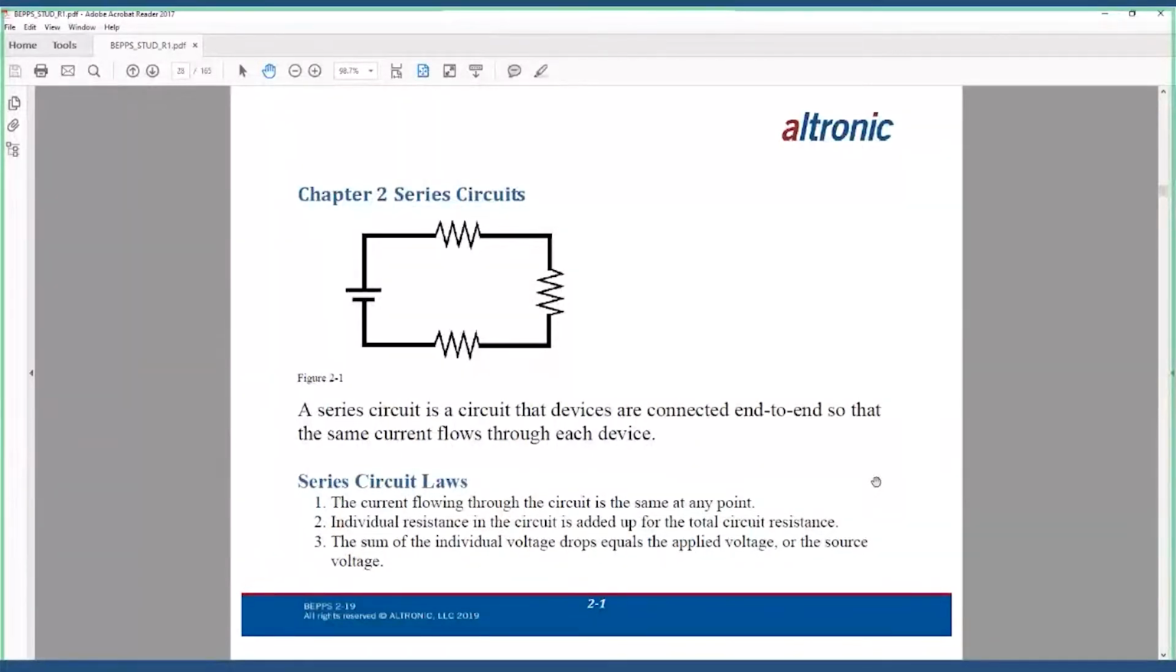So, laws of a series circuit. The current flowing through the circuit is the same at any point. That is true. Individual resistance in the circuit is added up for the total resistance. That is also true. So if this is a 1,000 ohm resistor and a 1,000 ohm resistor and another 1,000 ohm resistor, we have 3,000 ohm resistance, or we could also say 3K. K stands for 1,000. The sum of the individual voltage drops equals the applied voltage or source voltage. That is also true. We'll key in more to that as we go through today's lesson.